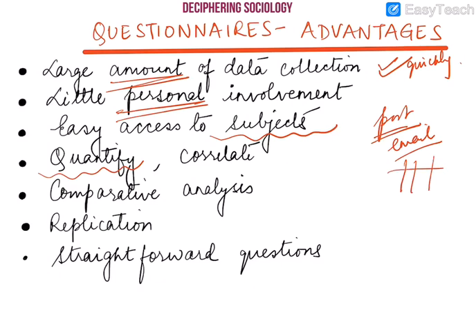It is easy to quantify the results. Quantify means you will put it under certain categories. You can correlate: whenever X is there, Y is there, so there must be a correlation. You can also go for comparative analysis. You can compare different answers because all the questions are the same. So candidate 1, candidate 2, if you want to compare, you simply have to go for their responses, their answers.